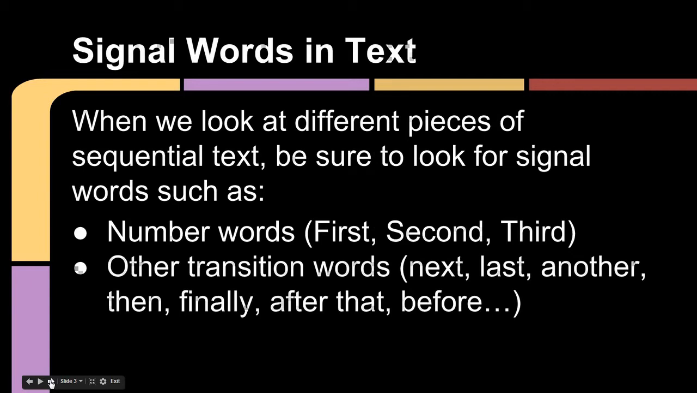Signal words in text, we talked briefly about this earlier. We're looking for number words such as first, second, third, fourth, fifth, and other transition words you might see, such as next, last, another, then, finally, after that, and before. So as we're reading a couple of paragraphs, I want you to think about looking for those words.